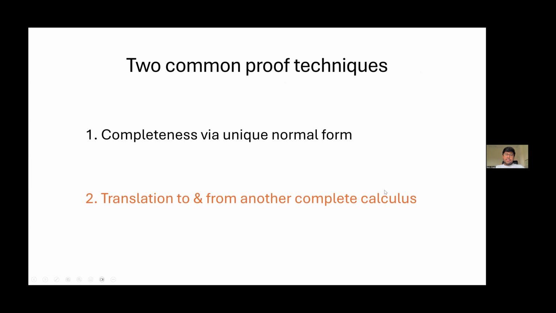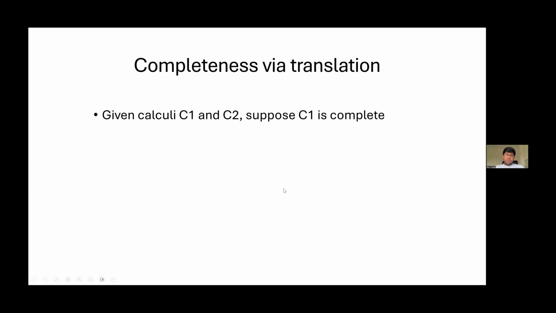So what is the main strategy to prove this? Well, let's say you have two calculi, C1 and C2, and C1 is complete. Then to prove that C2 is also complete, we first need to show that there's an invertible translation between C1 and C2. Which means that you can go from C1 to C2 and C2 to C1, and when you perform a round trip, that brings you back where you started from.